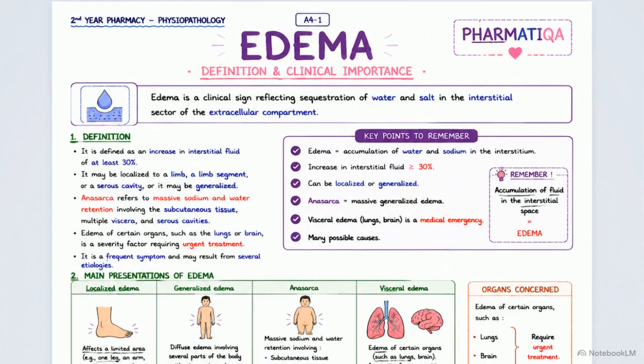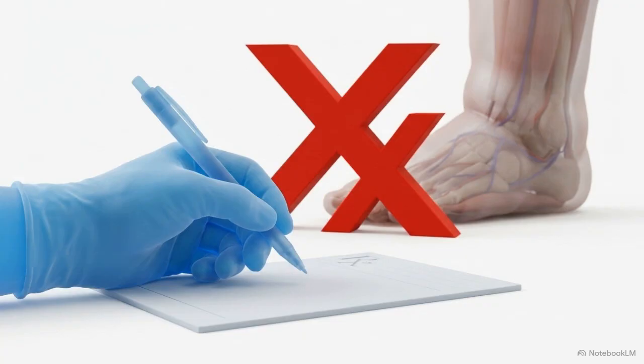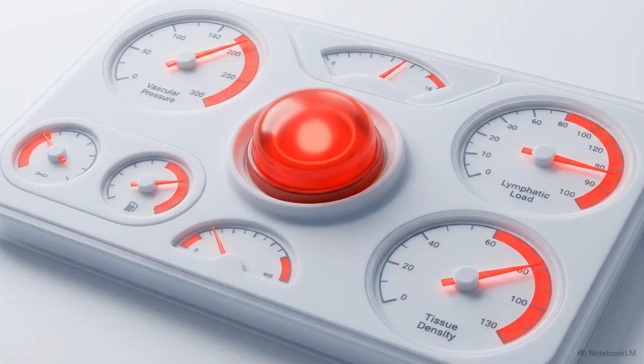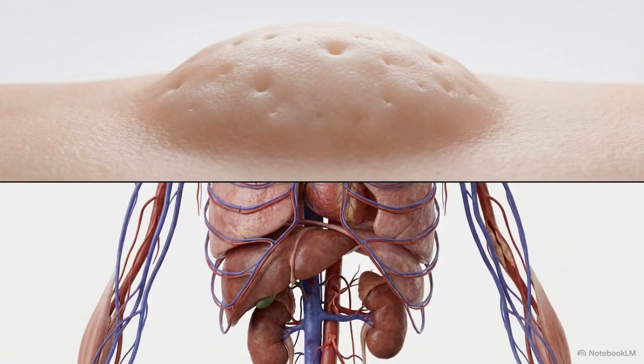Biologically, it requires an increase in interstitial fluid volume of at least 30% before it manifests visually. A common diagnostic error is treating this swelling as the disease itself. Edema is strictly a symptom, a secondary physical readout resulting from various underlying etiologies. Addressing the surface-level swelling is ineffective without identifying and diagnosing the precise systemic failure hiding beneath the skin.